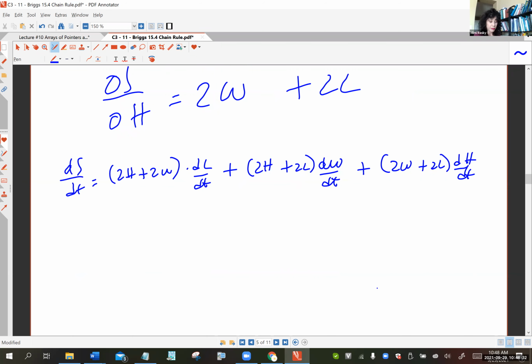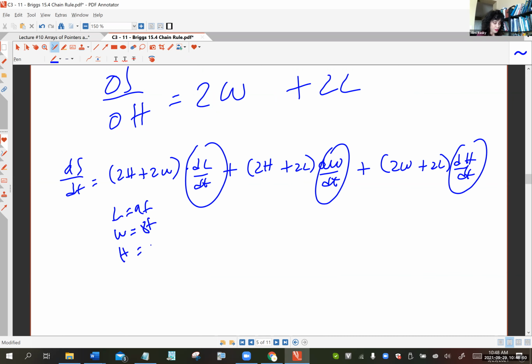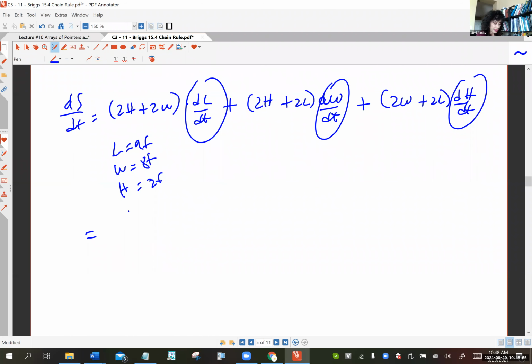And now the plug-in begins. You already have these rates of change for length, width, and height. That was -1 foot per hour, -2 feet per hour, and -1/3 foot per hour, respectively. And then the length was 9 feet, the width was 8 feet, and the height was 2 feet. At this exact moment, they want the changing surface area. So I'm going to factor out a 2 here. I'll go 2 plus 8 times -1 plus 2 times 2 plus 9. Whoops.